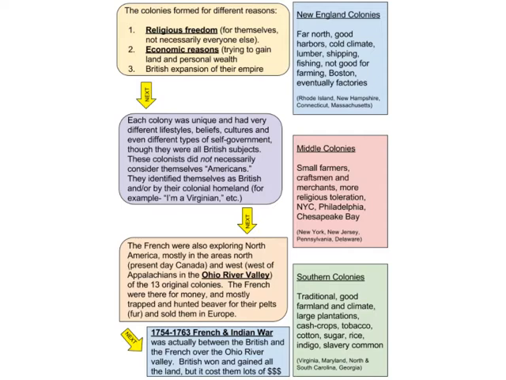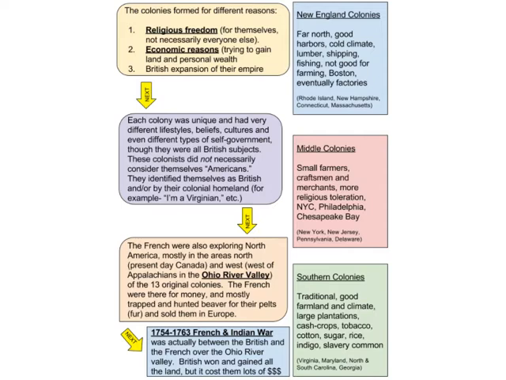So the French were also exploring in North America. It's not just the British at this time. The French were mostly in the areas north of present-day United States, which was Canada. So in the northern parts of the Americas, in Canada, and in the west, which at that time was west of the Appalachian Mountains in what we called the Ohio River Valley. Remember that. The Ohio River Valley is where the French were. Why were the French there? They were there for trade, trapping, hunting, and for pelts, which is just a fur that was sold in Europe. So the French were there for economic reasons.